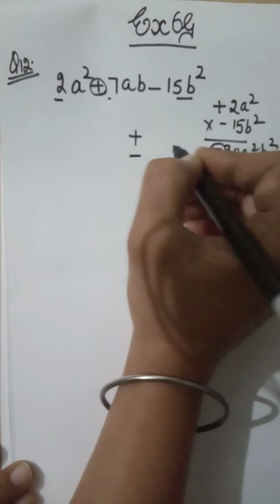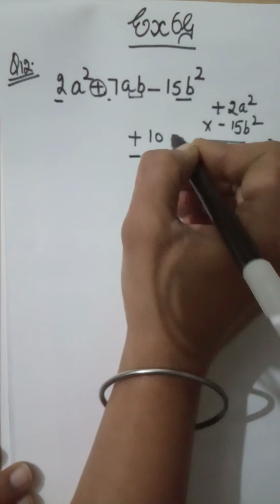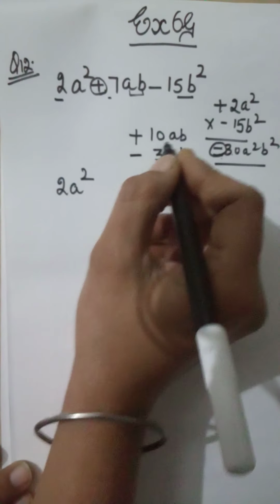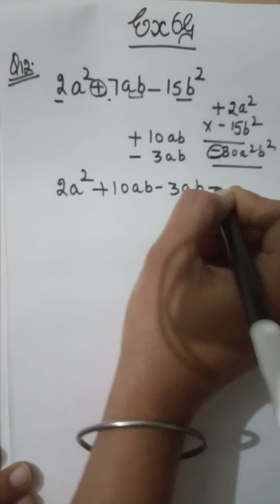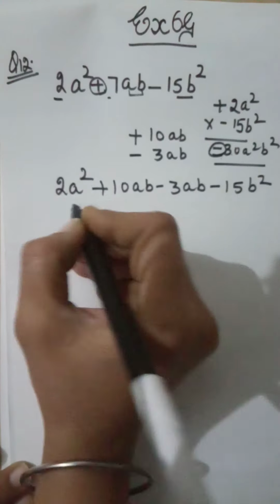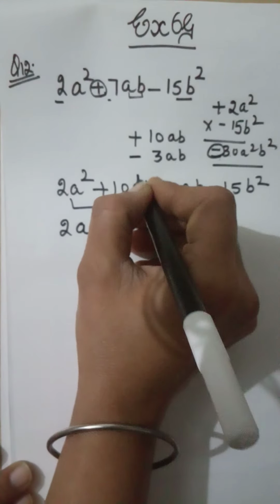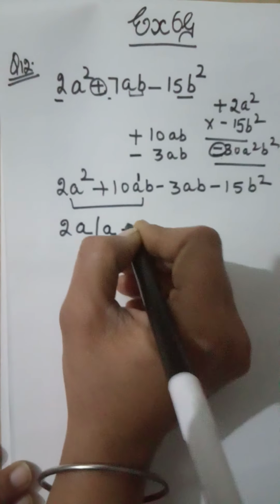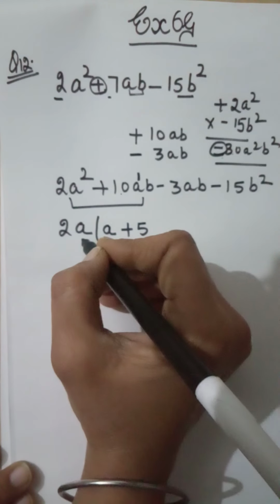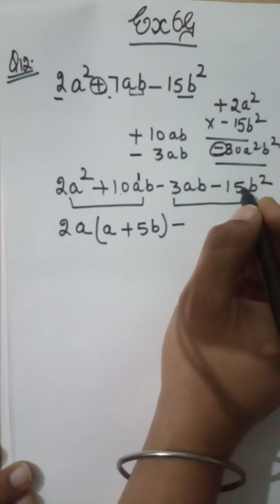Now we break the terms. 10 3s are 30 and 10 minus 3 is 7. Now we will put this ab with these two terms. Clear? Now it becomes 2a square, now middle term will be plus 10ab minus 3ab minus 15b square. Now from these two terms, what is common? 2 and a, because smaller part is a1. So what is left? 2a square. 2 is common, a is left, plus 2 5s are 10, a is common, b is left. From here minus 3 1s are 3, 3 5s are 15.